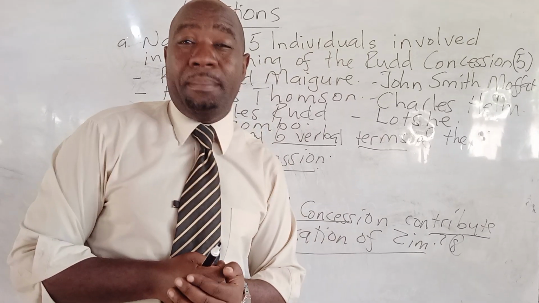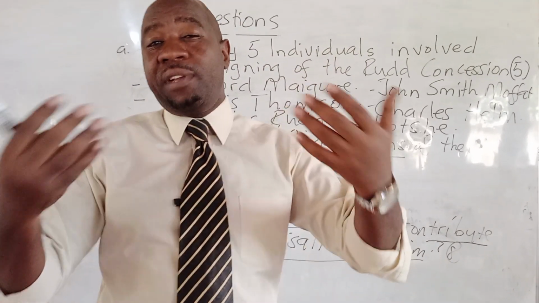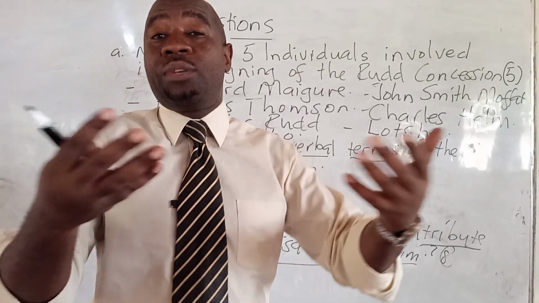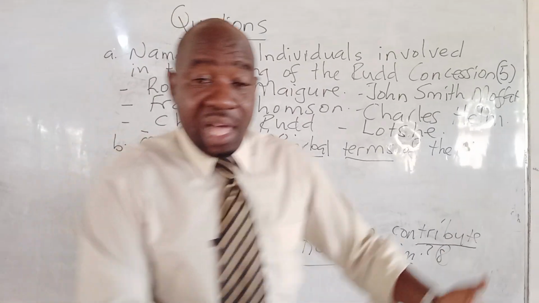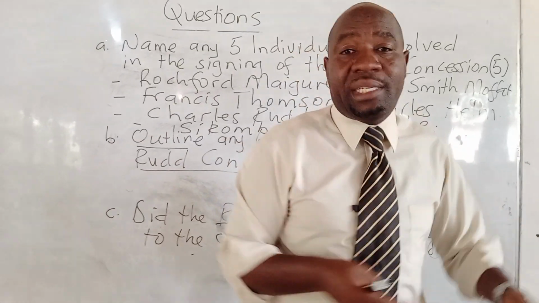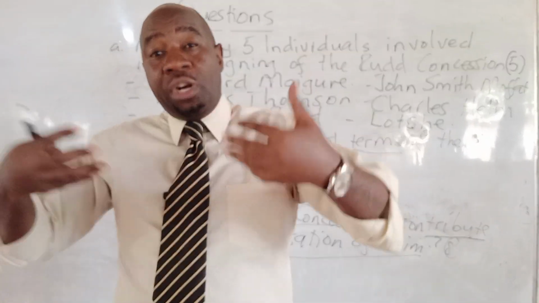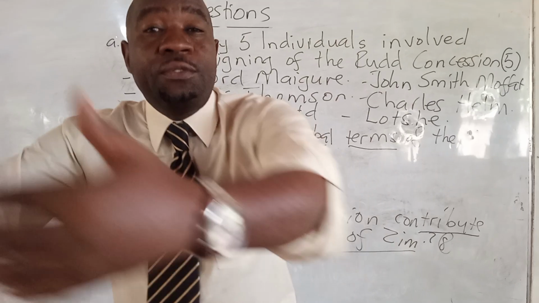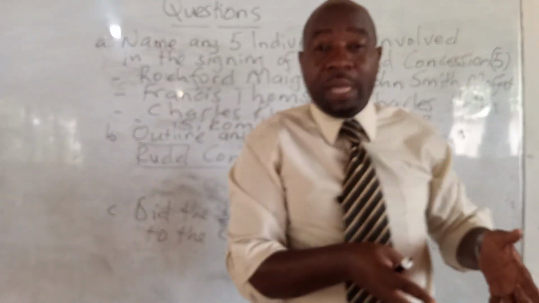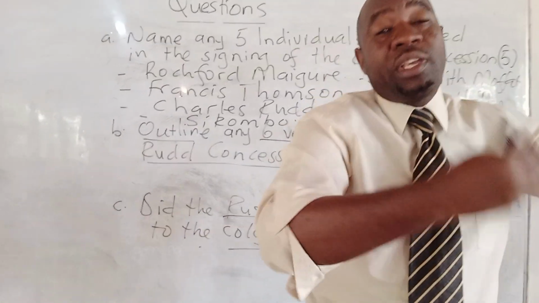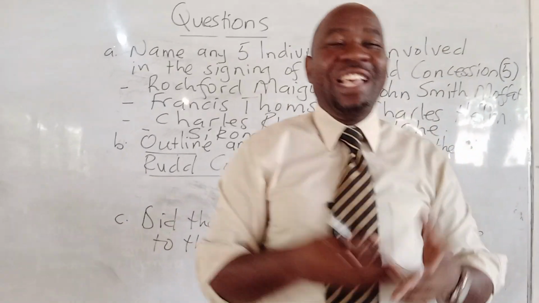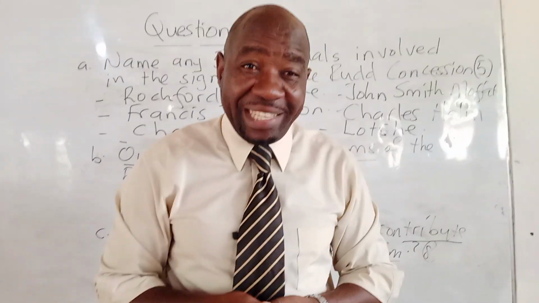So there were also other factors that we can talk about that also led to the colonization of Zimbabwe. So we can say other factors to a greater extent than the Rudd Concession, and the Rudd Concession to a lesser extent. You explain your points. Then you skip one line, then you say to a lesser extent, you explain your points. So that is what we have to do when we answer these questions.